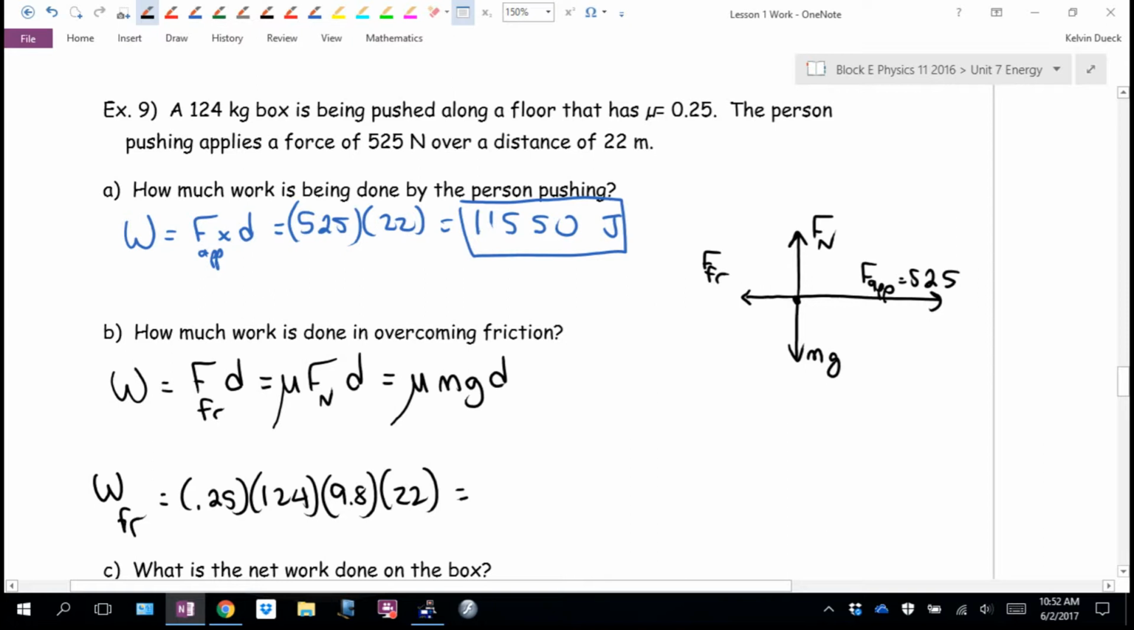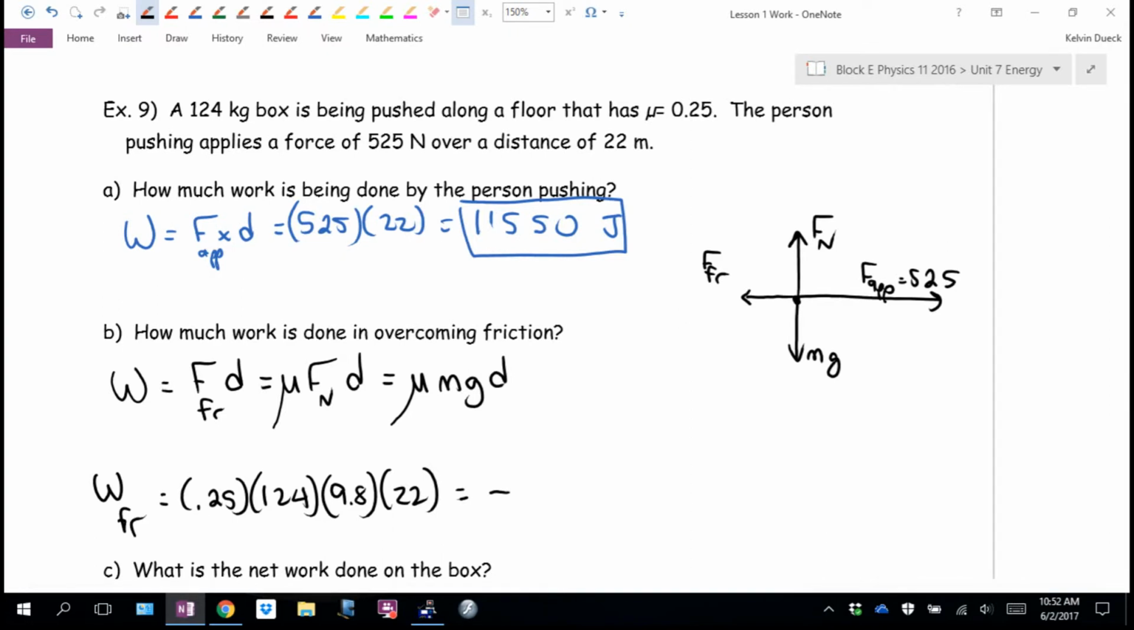Oh, pause. We forgot to do our quick check. Is the force constant? I think so. Is the force in the same direction as the distance? Which way is this box moving? To the right. Which way is friction pointing? To the left. So let me ask you again. Is this force in the same direction as the distance? It's in the opposite direction. Same plane, same level, opposite direction. How could I show opposite direction? This negative is actually not a direction. It's a scalar.